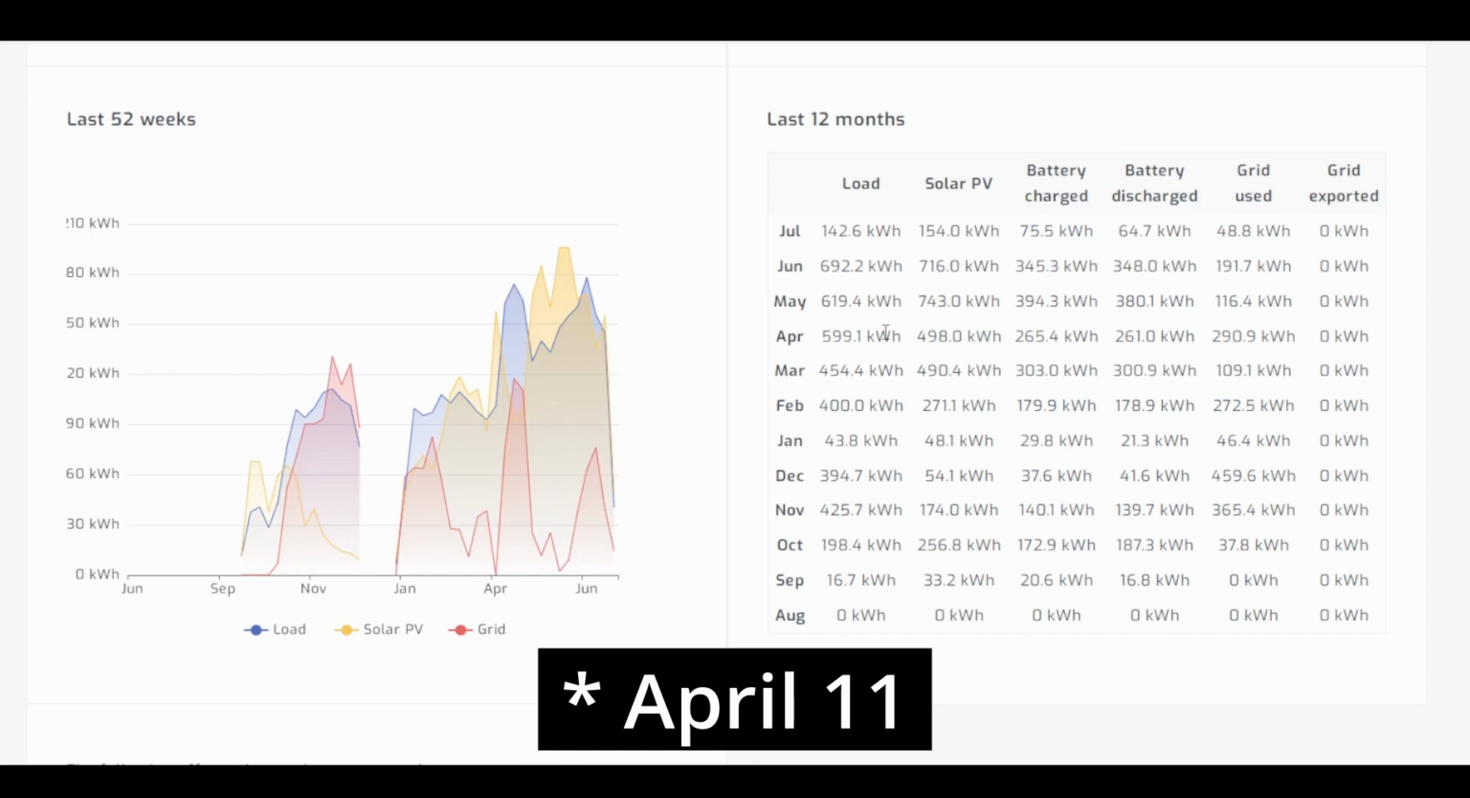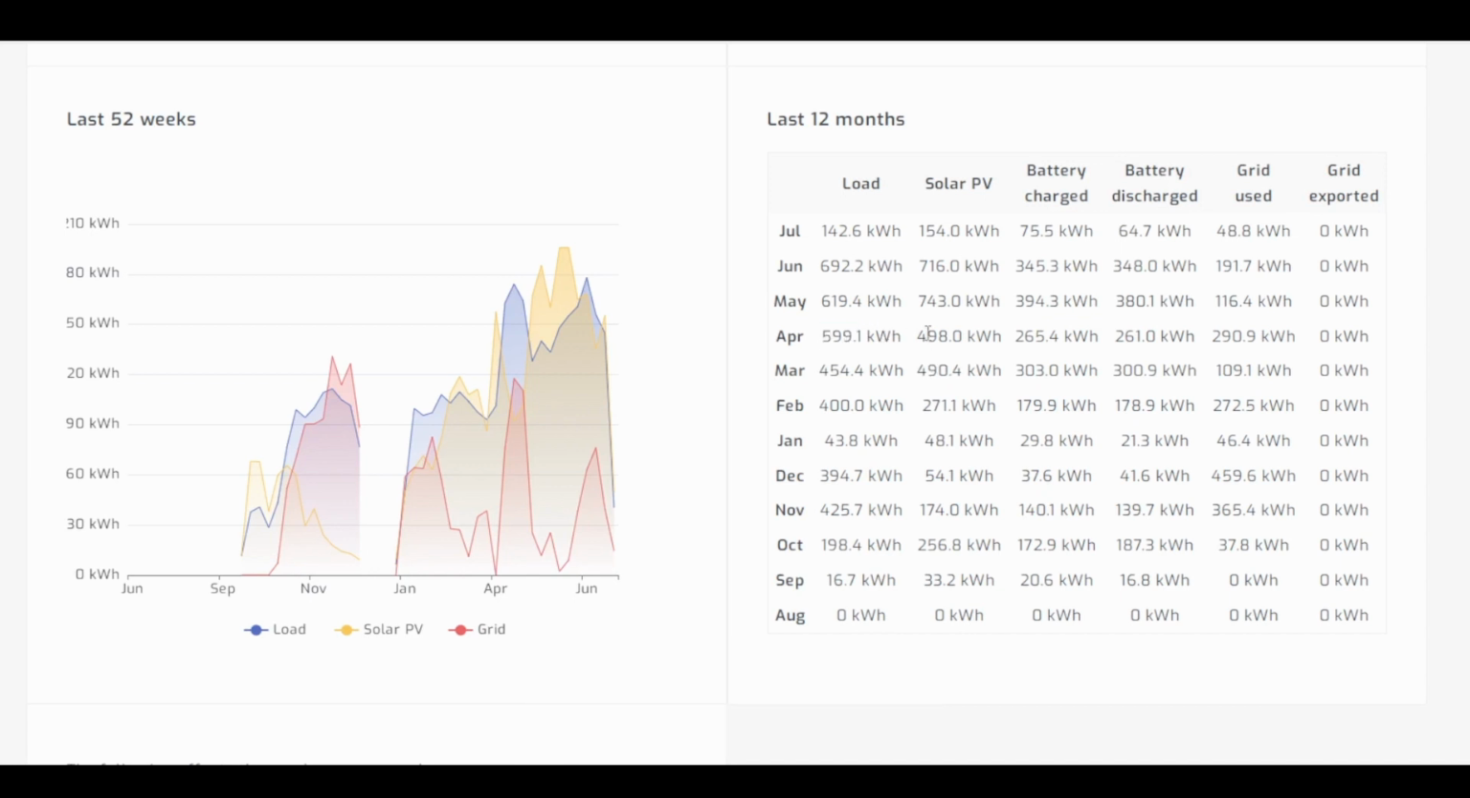So you can see our load again went up 600 kilowatts, but our PV went up as well. And April, I'm trying to remember if it was April, it was an okay month for PV, but it wasn't the greatest. And you can see that right here by this grid usage, 290 kilowatts.